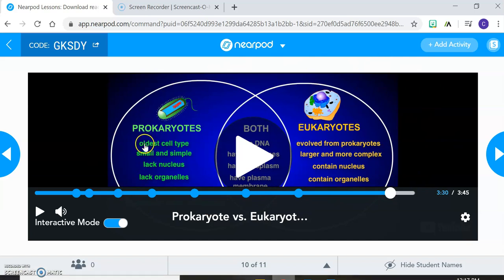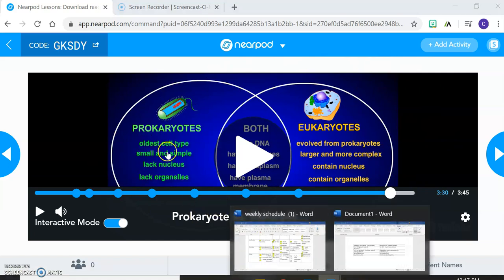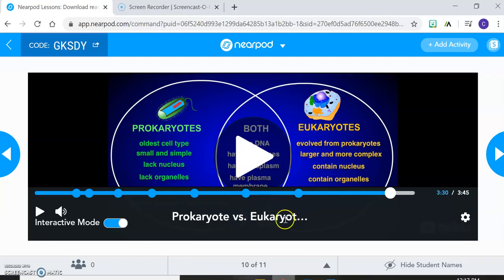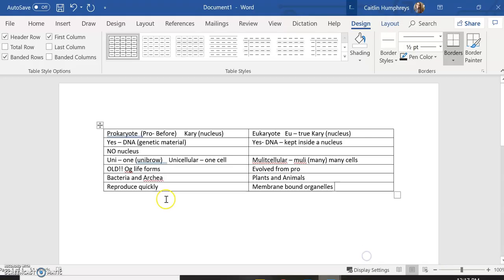So you can go ahead and pause the video. But we already have these notes here. It's the oldest cell, it's small and simple, no nucleus, and no organelles. Evolved from prokaryotes, larger and more complex, contain nutrients and organelles. Now, what they both have is DNA, which we commented here, they both have yes to DNA. They both have a cell membrane, a plasma membrane.